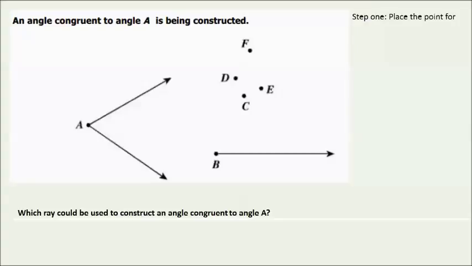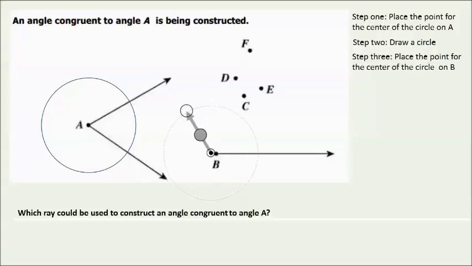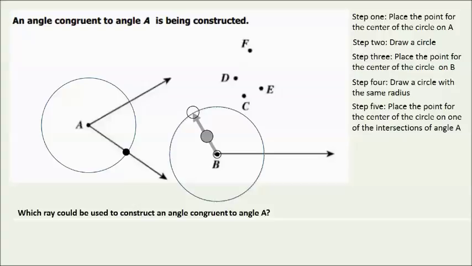So step 1, we'll place the point for the center of the circle on A. Step 2, we'll draw a circle. Step 3, we'll place the point for the center of the circle on B. And step 4, we'll draw a circle with the same radius as we used on A. Step 5, place the point for the center of the circle on one of the intersections of angle A. So where that old circle hit, we place our compass.